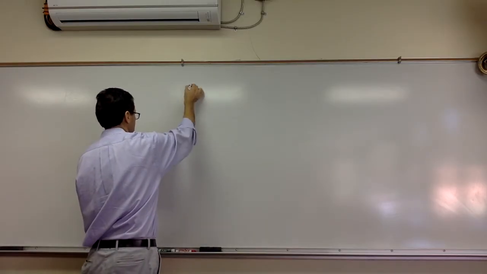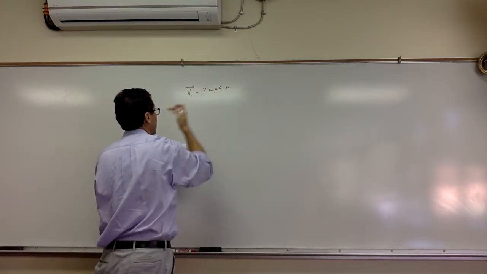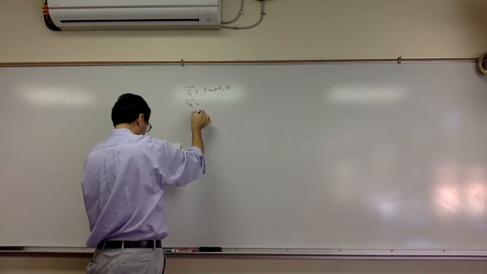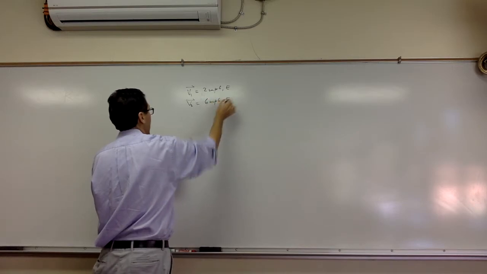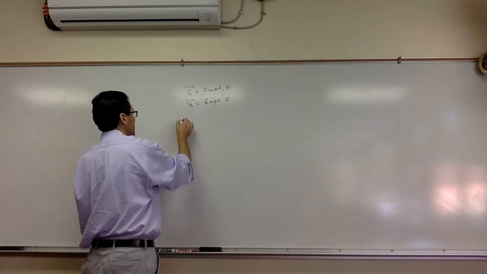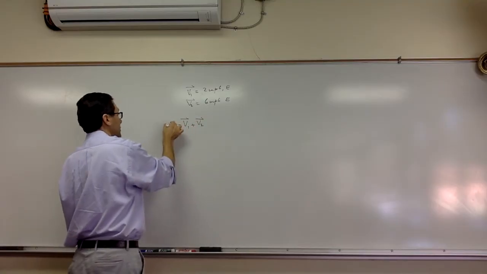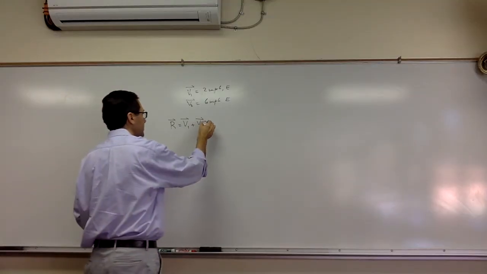I have V1 equals 2 miles per hour east, and I have V2. And I'm going to start with the easy stuff here. It's 6 miles per hour east. So V1 plus V2, which sometimes we call the resultant. That's just another way of saying the combination of the two vectors.